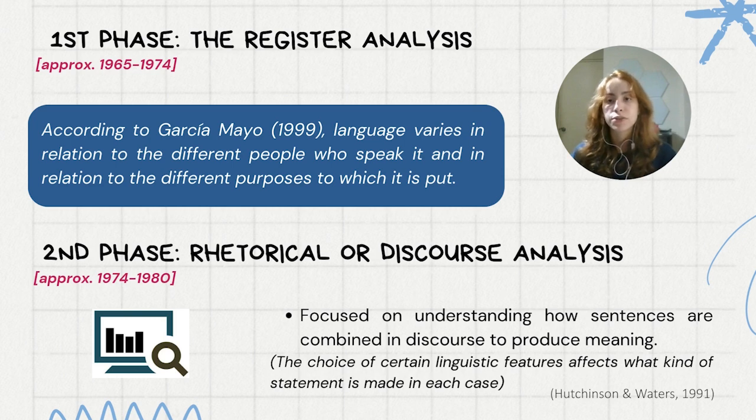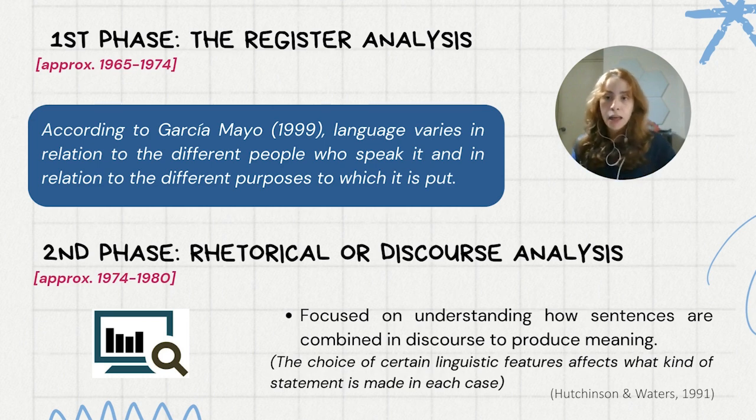First, we have the register analysis, which, according to Garcia Mayo, holds that language varies in relation to the different people who speak it and in relation to the different purposes to which it is put. For that reason, this first approach is an analysis of grammatical and lexical features of the language used for a particular purpose or social setting. This means that the teacher can produce a timetable or a syllabus, giving high priority to the language forms that students will meet in their science studies, but at the same time giving less priority to forms they will not meet.